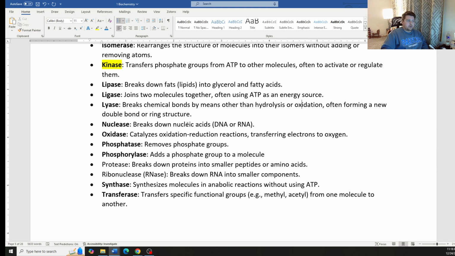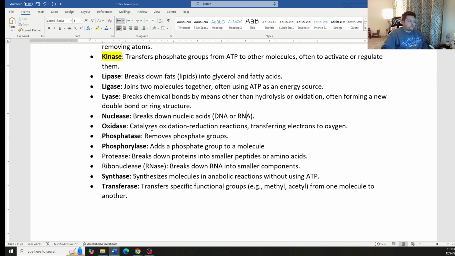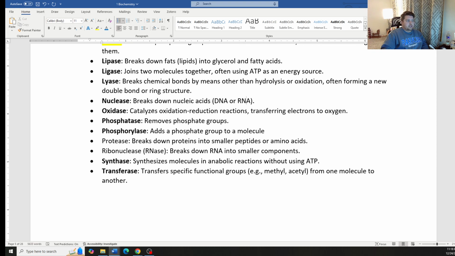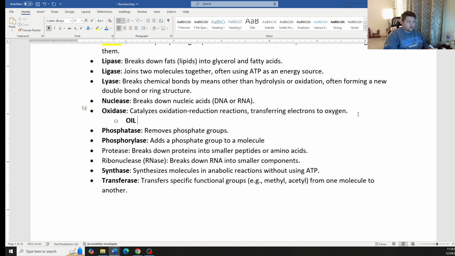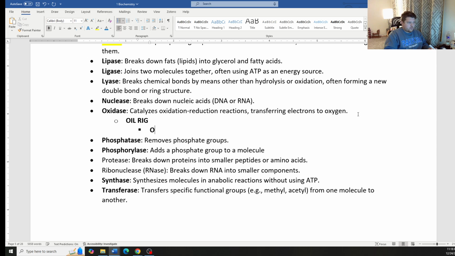Nuclease, these break down nucleic acids, DNA and RNA. Oxidase, these catalyze oxidation reduction reactions. We'll see those again in a second. Remember, we have oil rig. Oxidation is loss of electrons or hydrogens, because the hydrogens are often associated. Hydrogen is often holding a single electron, so we'll see that a lot.